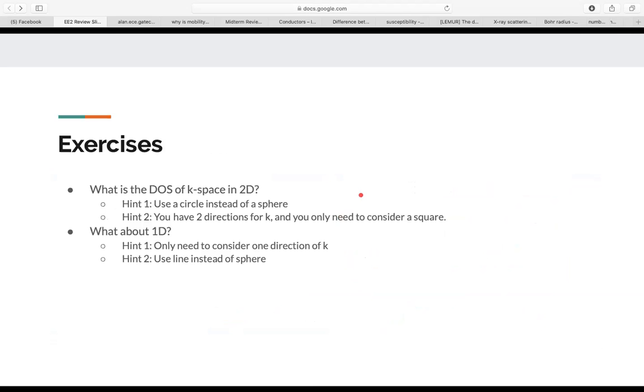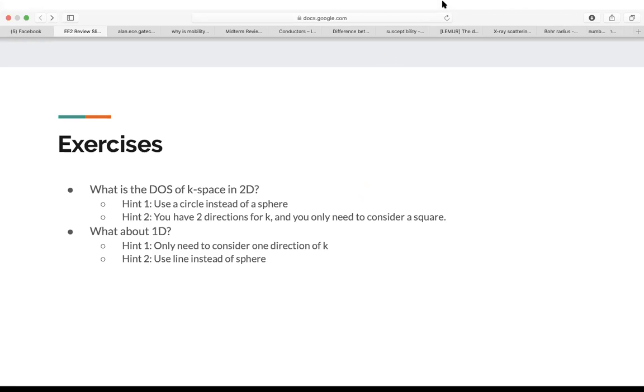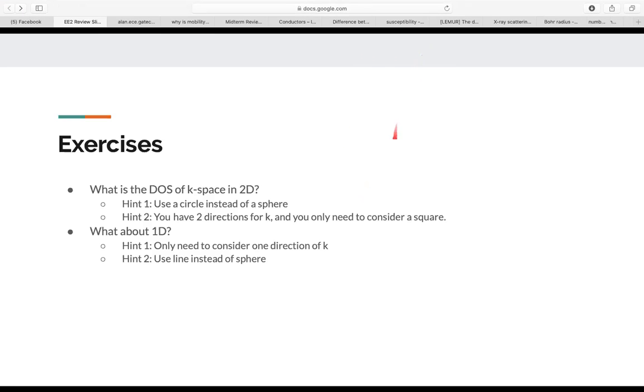Do you guys want to do these exercises, or do you want to do some intrinsic and extrinsic semiconductor stuff? Because we have 22 minutes left. Okay.